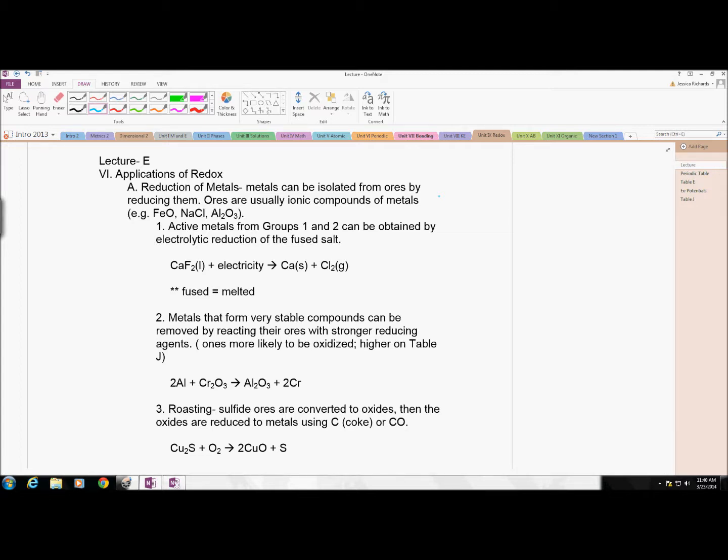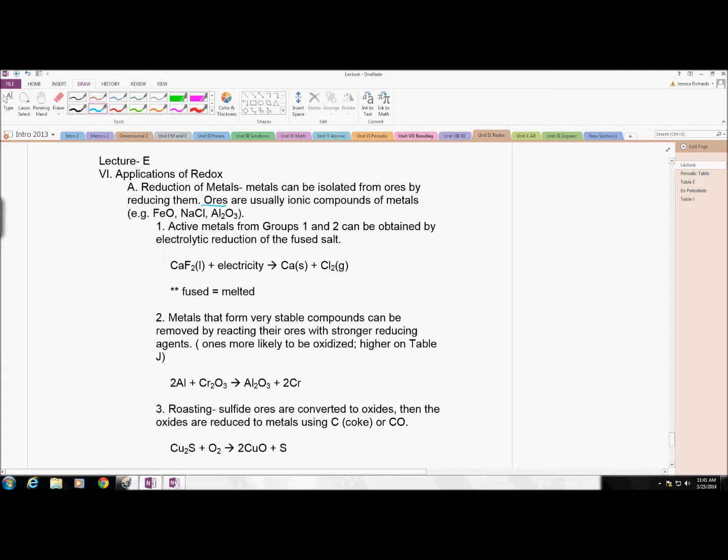So very few metals are found in nature in their pure forms. They're mostly in what we call ores. Ores are any kind of mineral rock that contains a high percentage of a desirable metal in it. So iron oxide, sodium chloride, anything can be considered an ore if we want one of the metals out.